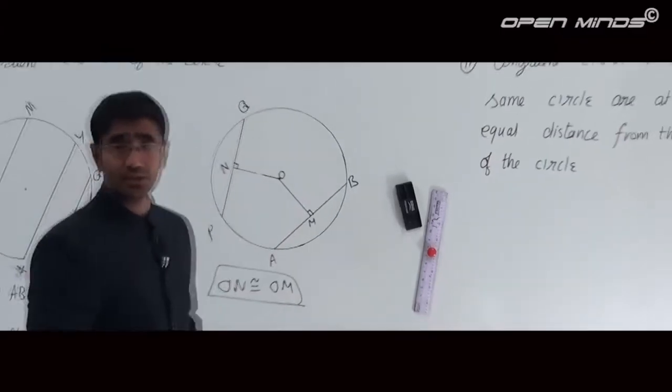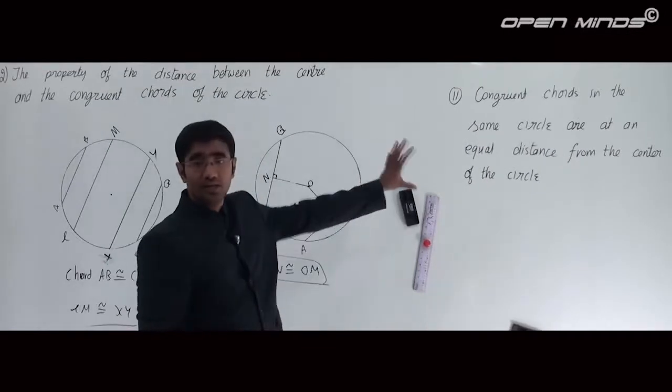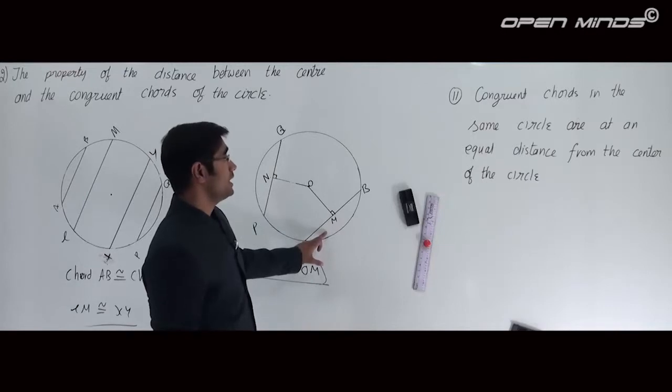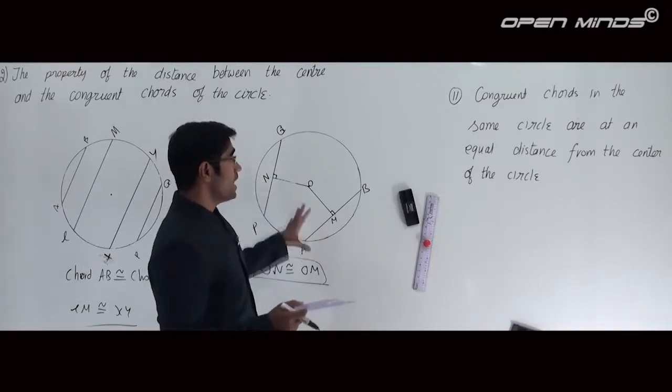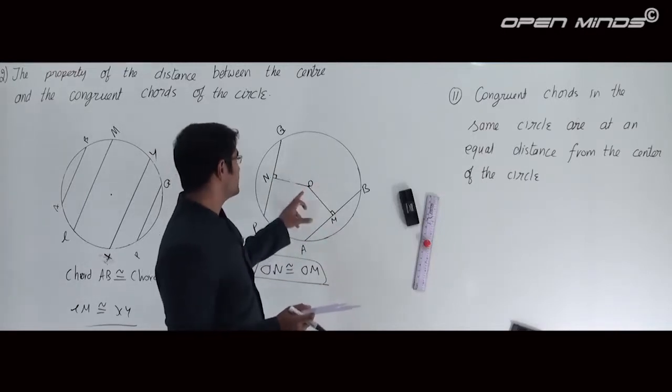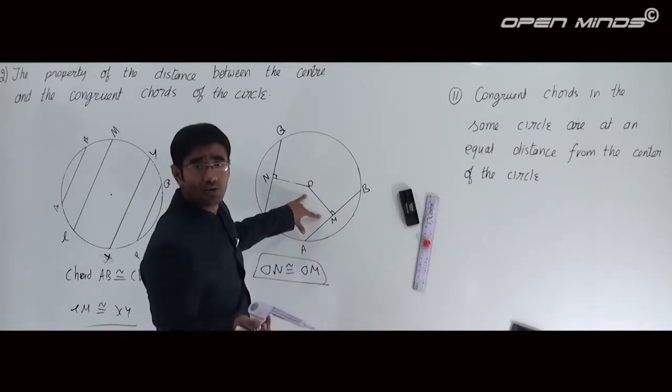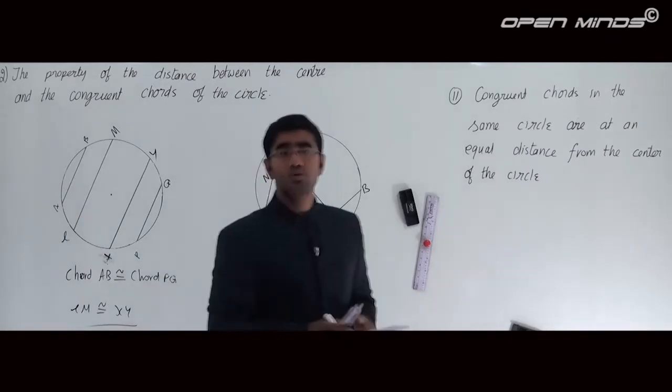That's the perpendicular distance. Let's frame it in a statement. Congruent chords in the same circle are at an equal distance from the center. That is all about it. That's the second property. Let's work more problems based on this.